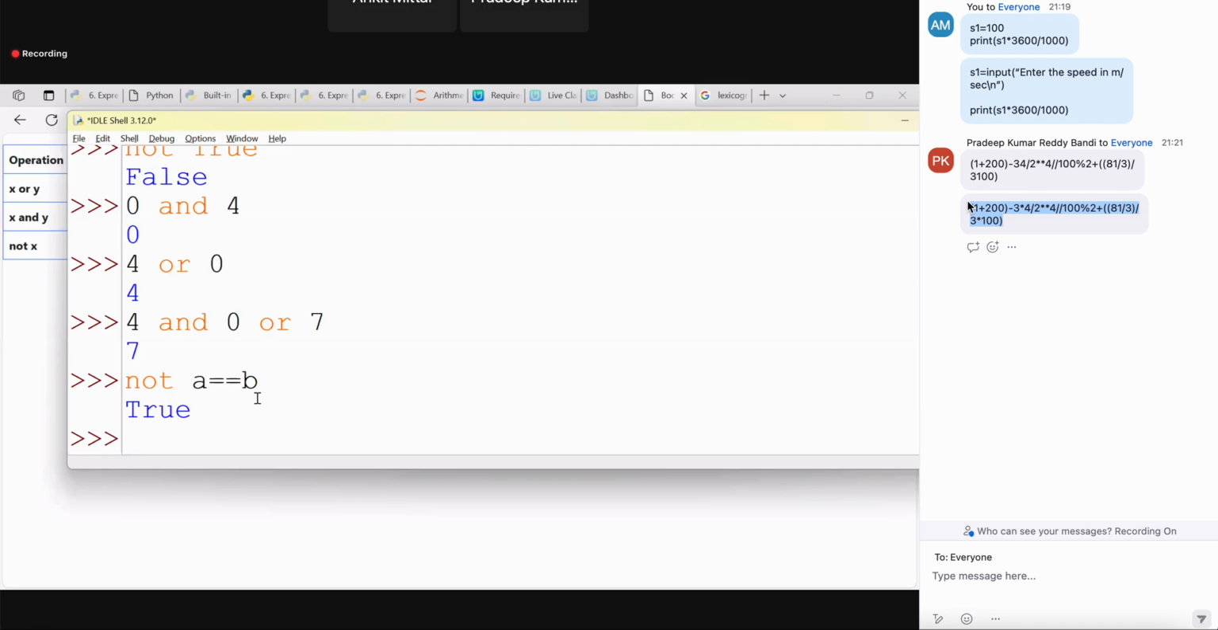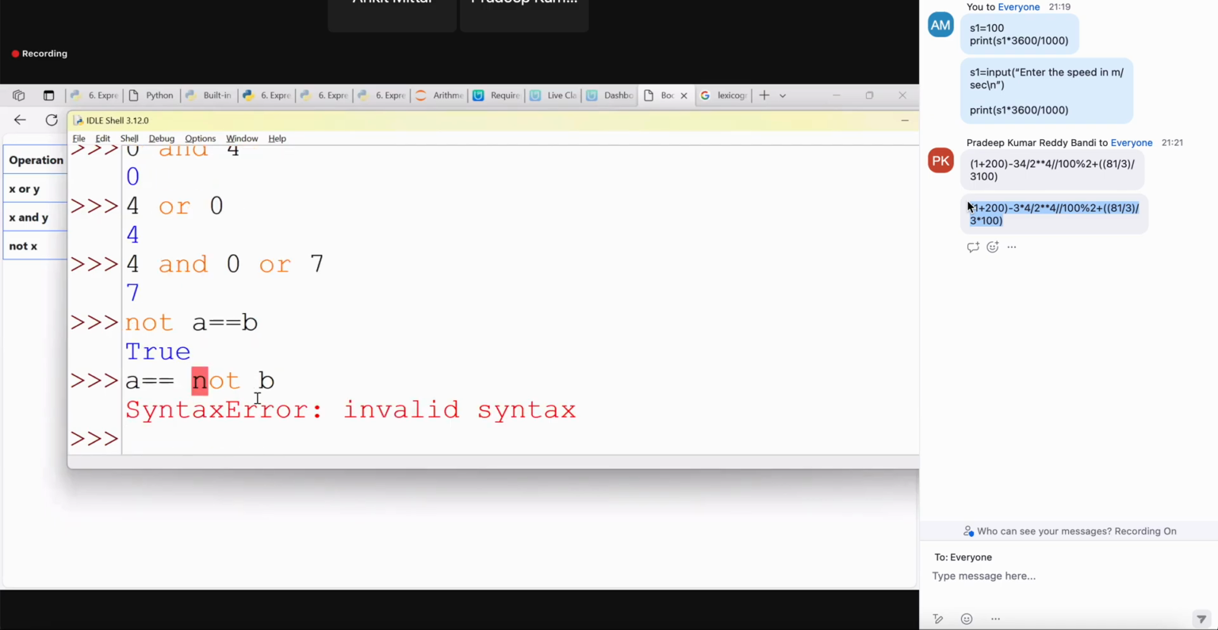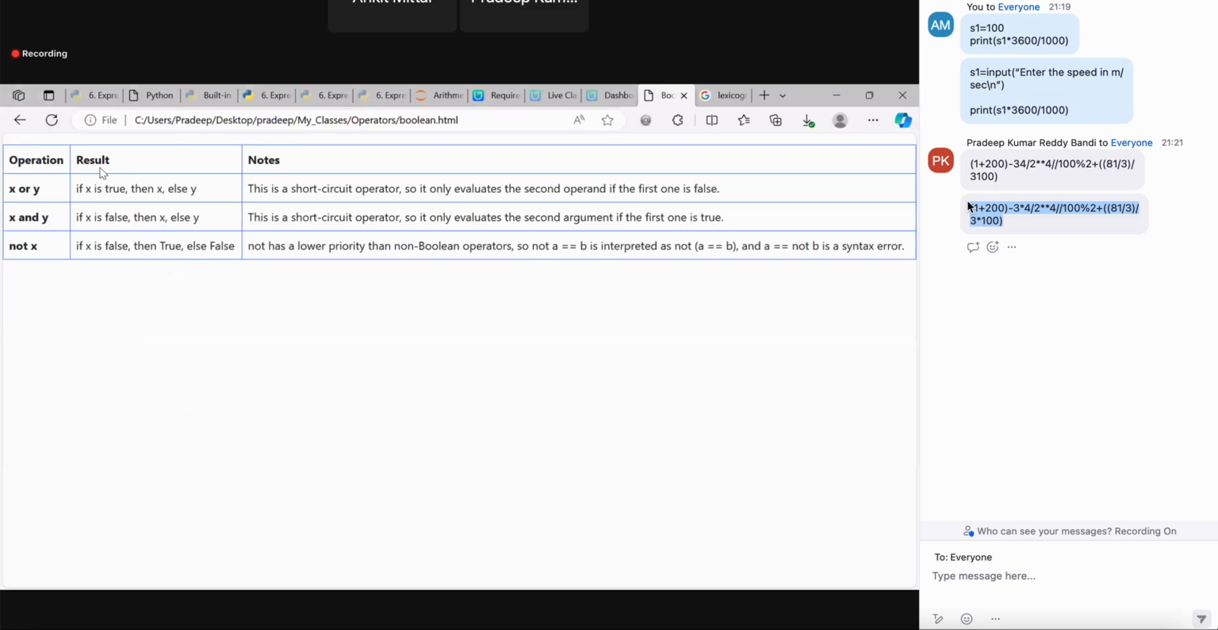If I write A equal to not B, then it is a syntax error. Okay. So this is not possible. It says it cannot do that comparison, which comes first, which comes next, all those things. So this is not at all allowed.